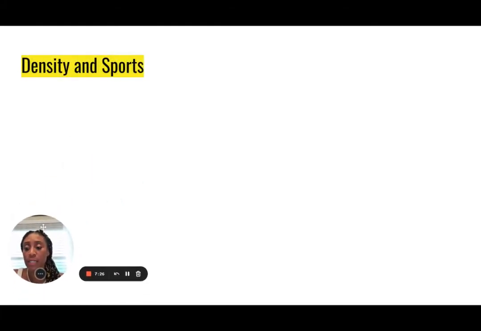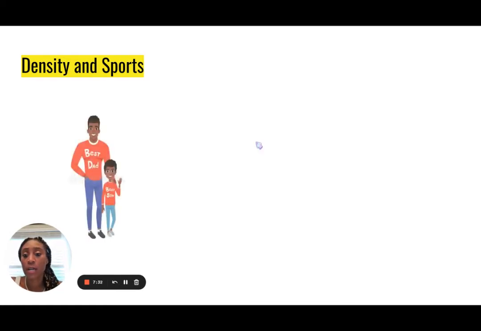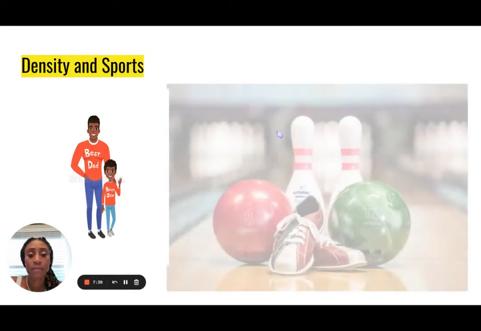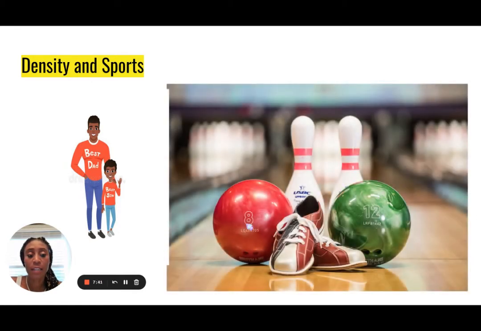Okay, let's talk about density as it relates to sports. So these are our real life examples, guys. When they're manufacturing sports equipment, they have to know about density. This dad and son went bowling. The red ball is for the son, and the green ball is for the dad.